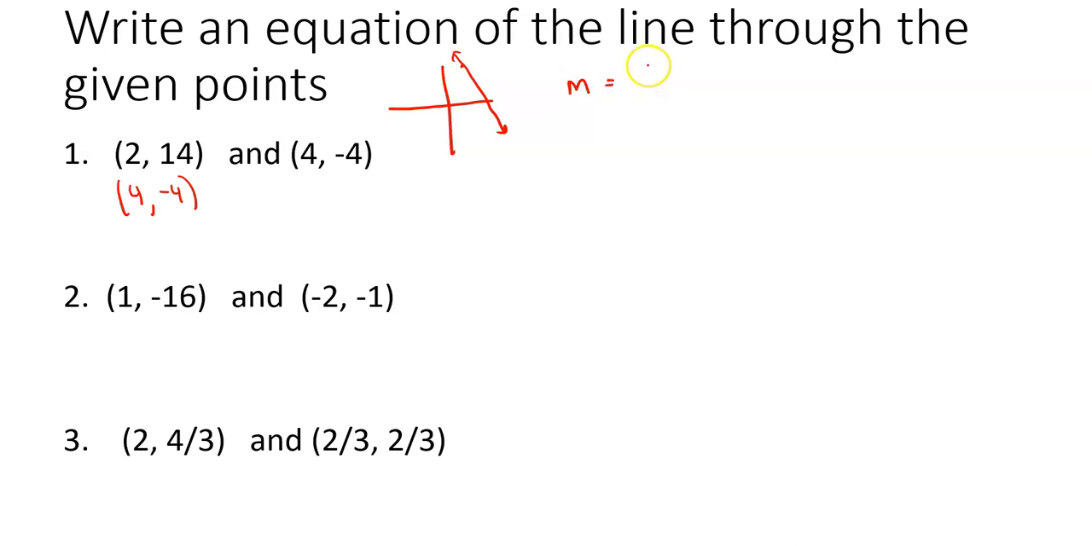So I'm going to do my change in y as 14 minus negative 4, and then my change in x will be 2 minus 4. So remember, 2 negatives make a positive. 14 minus a negative 4 is 18. 2 minus 4 is negative 2. 18 divided by negative 2 is negative 9. So we knew that we were going to have a line that had a pretty steep negative slope. Making a rough sketch sort of confirms that a slope of negative 9 is reasonable.